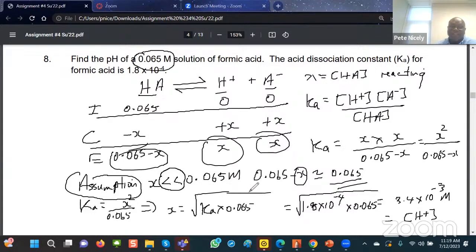Now, what we have to do next is test the assumption to make sure that it is valid. If the assumption is valid, then we can go ahead with what we calculated for the concentration of H plus and find the pH based on that. However, if the assumption is not valid, then we have to go back to this expression right here and solve it the long way, in other words, without assuming that x is very small. So the question is, how do we test the assumption?